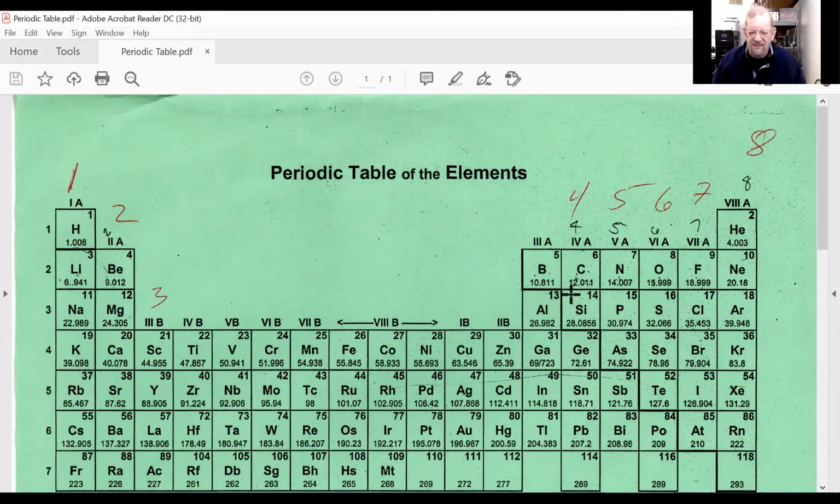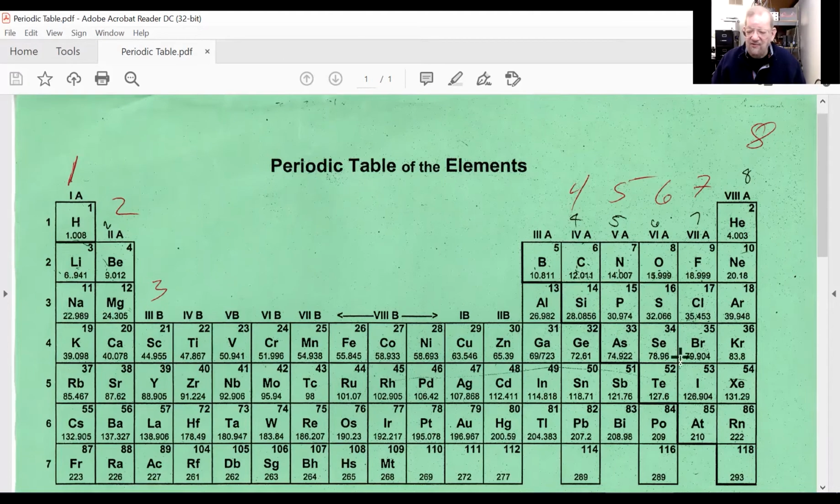Now, if you look at carbon, it's 12.011, nitrogen 14.007, oxygen 15.999. Let's go down to bromine, 79.904. Now you're going to have to work with those numbers.